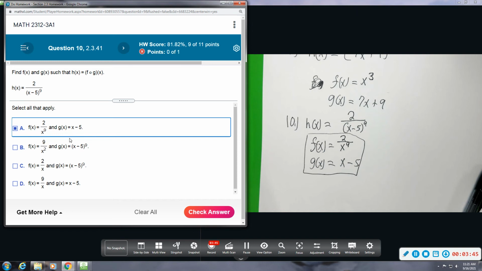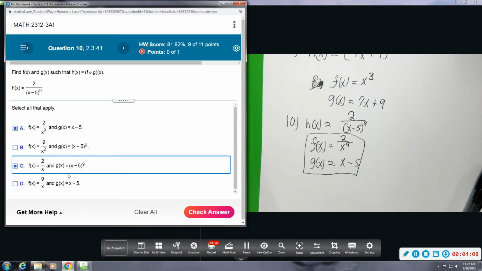If I were to plug this in here, I would have 9 raised to the second power, so that would give me an 18. That would not work. C, however, they just let the whole expression be x. If I replace this with x, then I would definitely get h of x. So A and C, those are the two that you want to use.